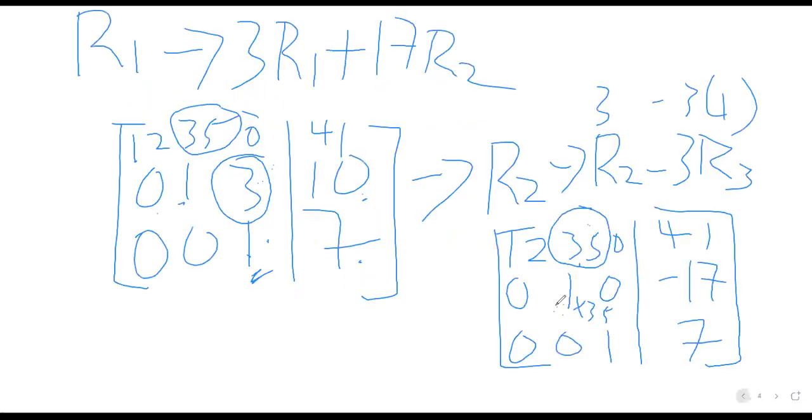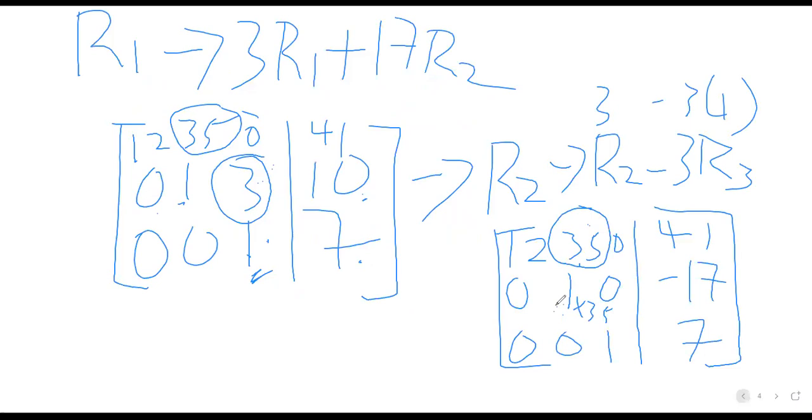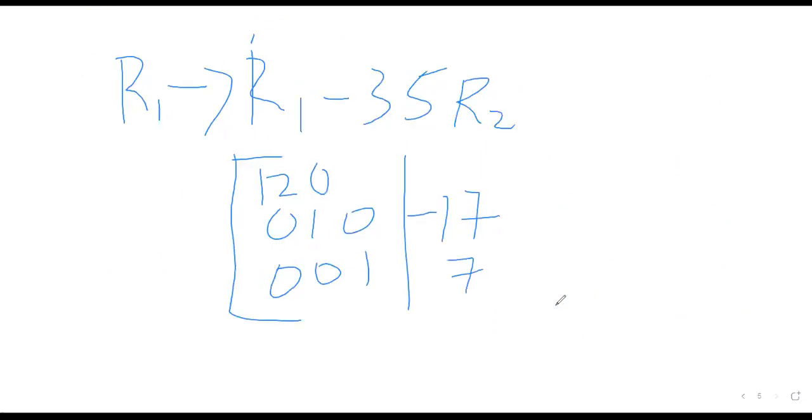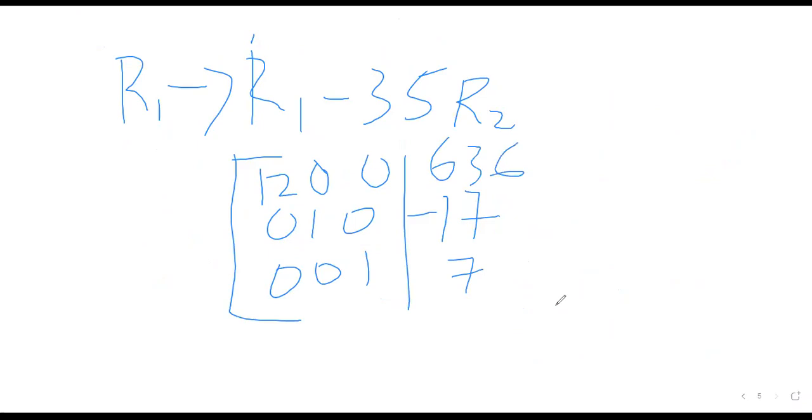Now 35 minus 35 times 1 is 0, so here we will get 0. Then 35 times 0 minus 31 times 0, so we will still get 0. And then 41 minus 35 times negative 17. Let me use the calculator to do this. It will be 636. Right. So this is it.